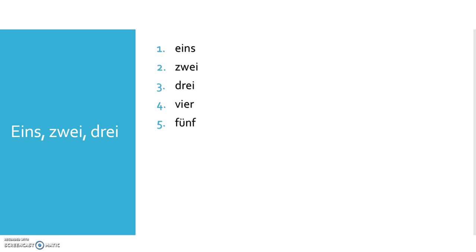fünf, which is a number that contains an umlaut. You see that? U-umlaut is pronounced as Ü. Fünf. Okay, start from the beginning. Eins. Repeat after me. Eins. Zwei. Drei. Vier. Fünf.